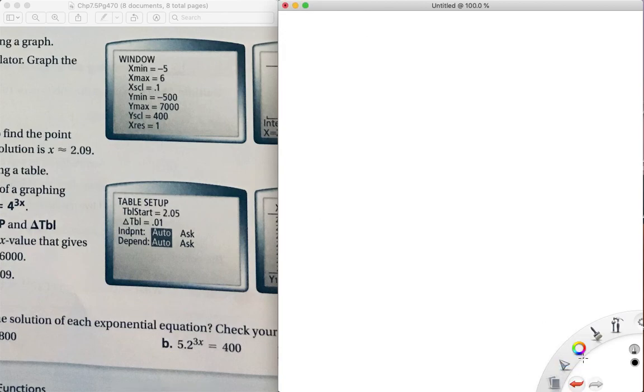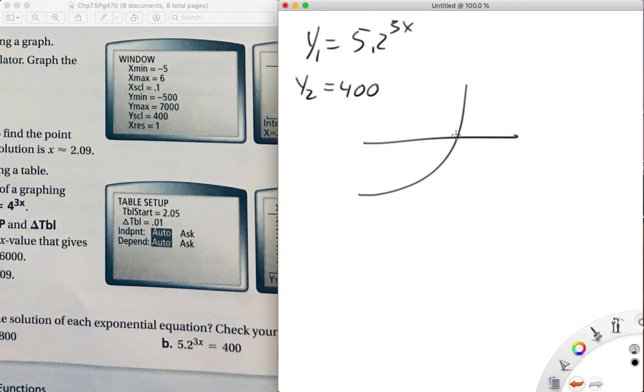And again, we'll separate it up into two equations. Y sub 1 is equal to 5.2 raised to 3x, and y sub 2 is equal to 400. And again, this is another exponential growth. Where they intersect is going to be the solution.